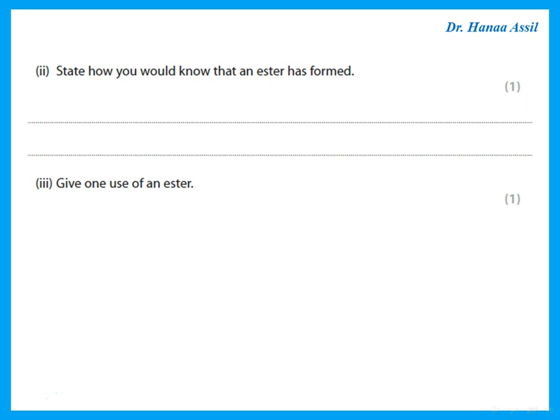State how you would know that an ester has formed. When we do this kind of reaction, acid plus alcohol to give ester, do you know how do we know that an ester has been formed? An ester has a characteristic fruity smell. So this is used as a test to identify the presence of esters if the reaction gives a fruity smell. Give one use of an ester. If it's something that has fruity smell, we said, what do we use esters for? We can use them to make perfumes or to make food flavorings to give the food characteristic smells.